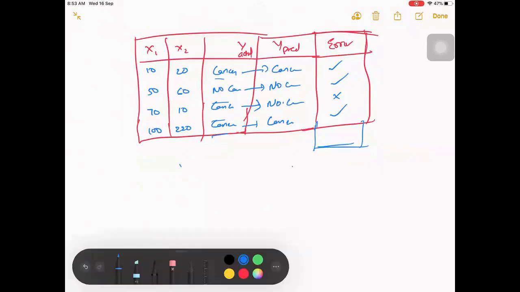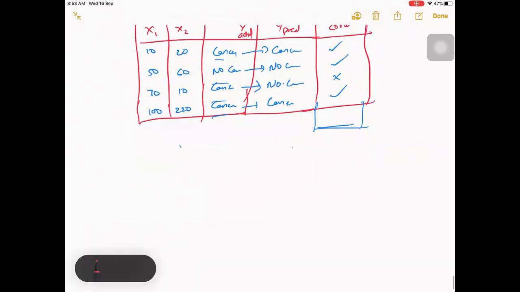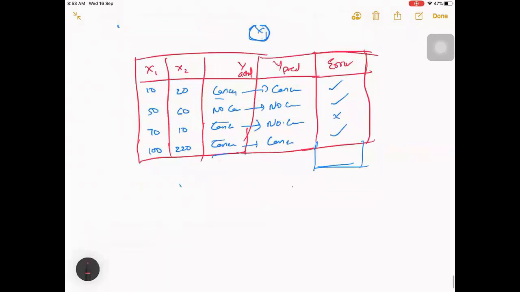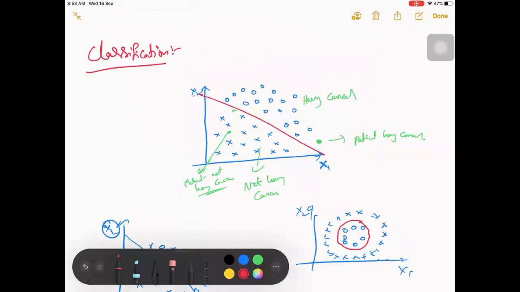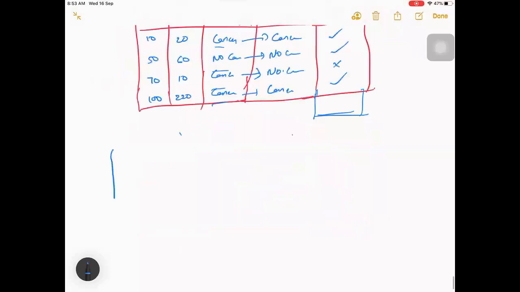But what we can do is, let's say in the previous example, this is the example we are taking, right? So in this example, let me draw this graph again.